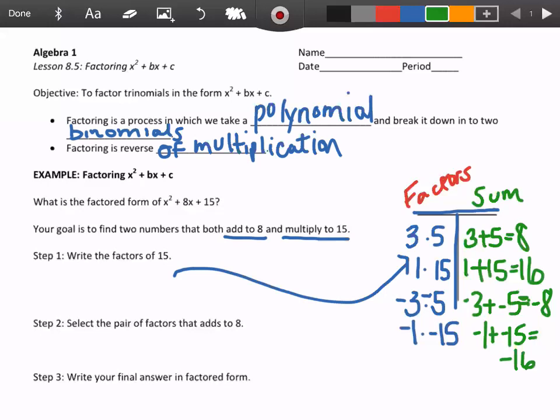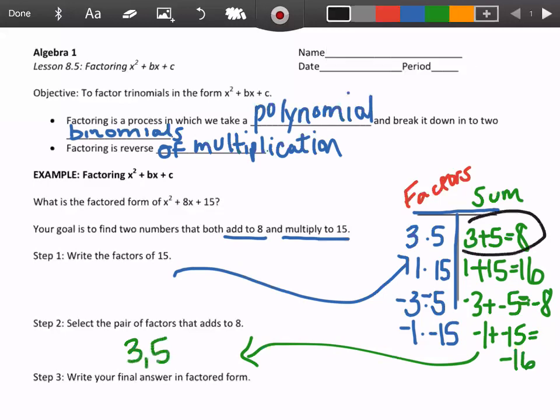So we look through the sums and we figure out which two numbers add to give us 8. Well, 3 and 5 add to give us 8. We can see that here. 3 plus 5 equals 8. And those are the only two numbers, the only factors we found, that work.